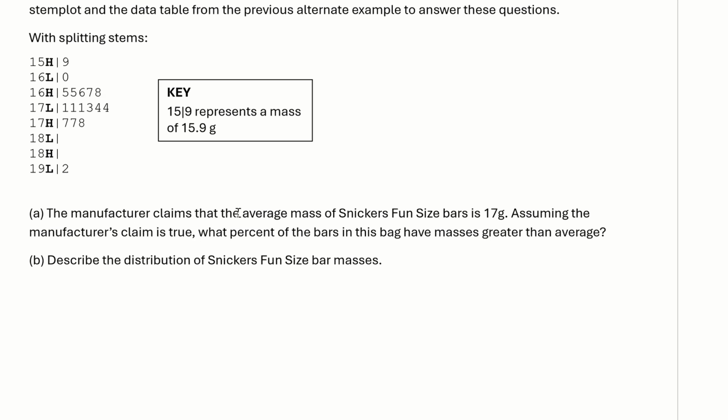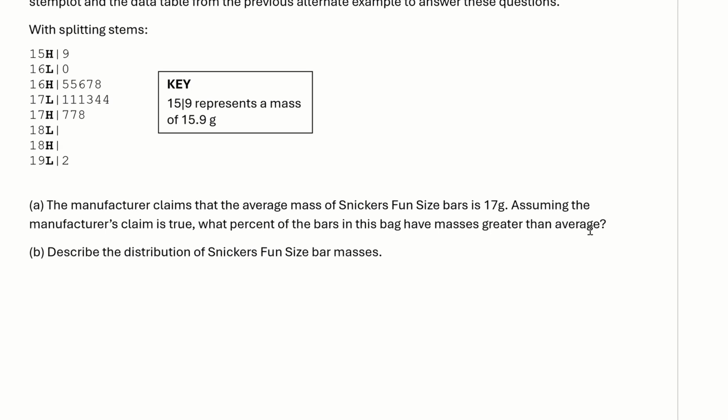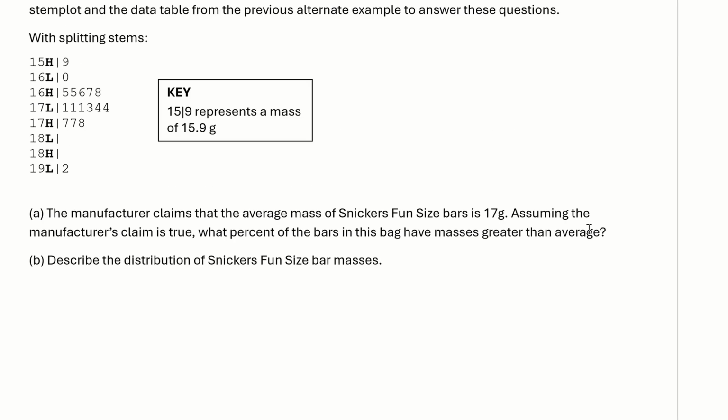All right, so the manufacturer claims that the average mass of Snickers fun-sized bars is 17 grams. Assuming the claim is true, what percent of the bars in this bag have masses greater than average? So we have to have greater than 17. Actually, 17 is the same thing as 17.0, right? So we need greater than 17.0. So that's got to be 17.1. So all these are greater than 17.0, all those. Okay, so that includes all of that.